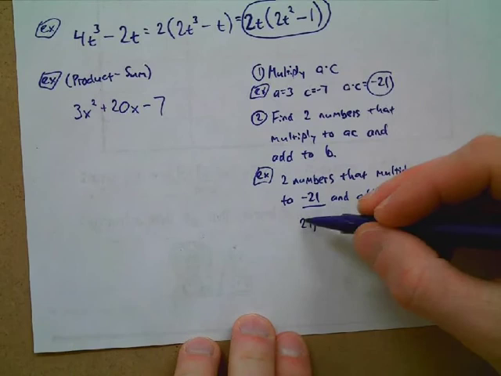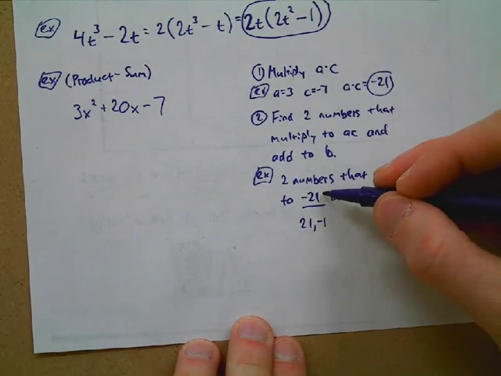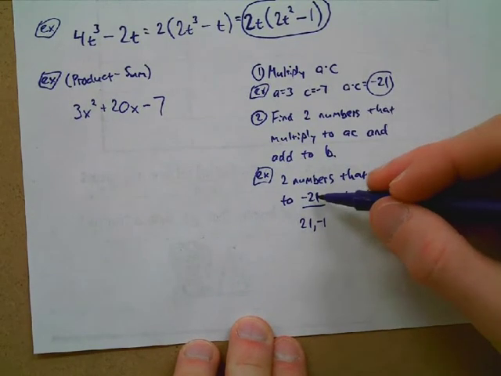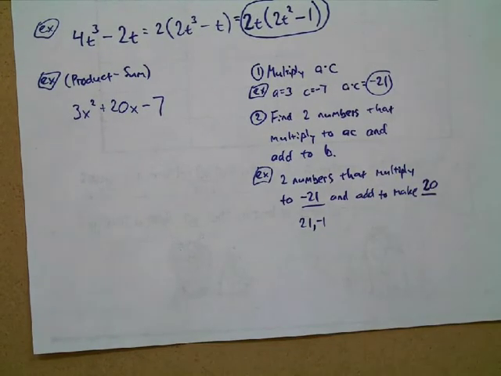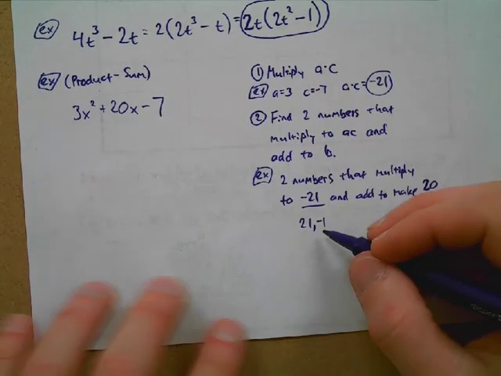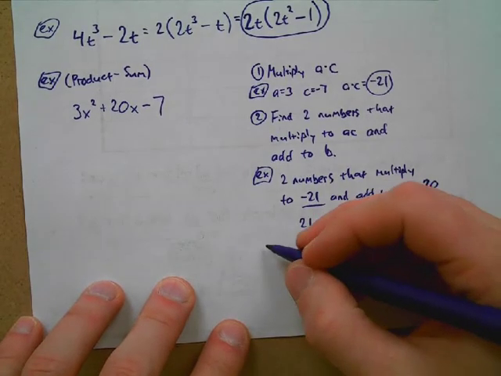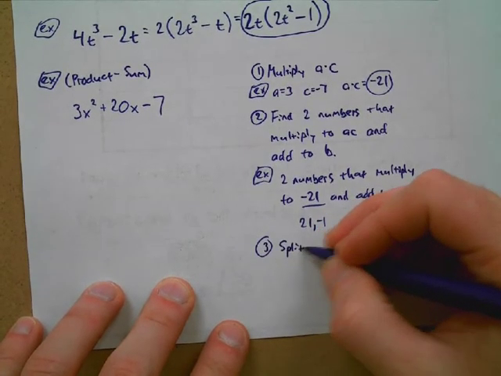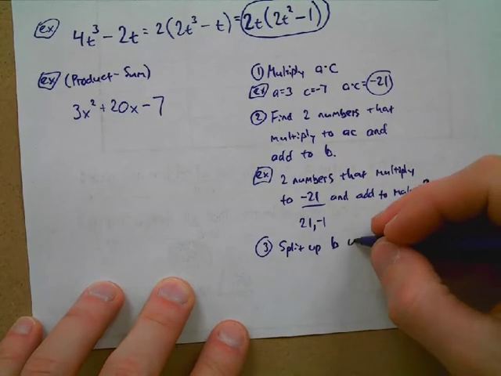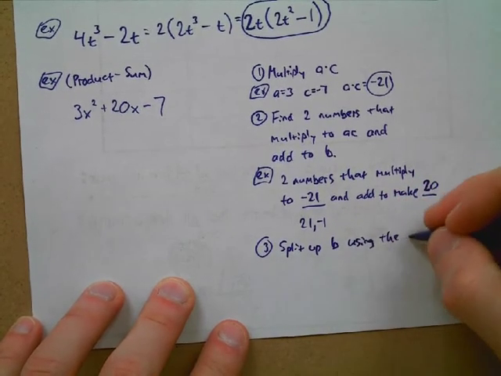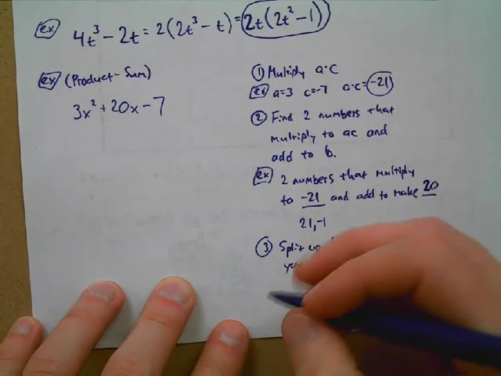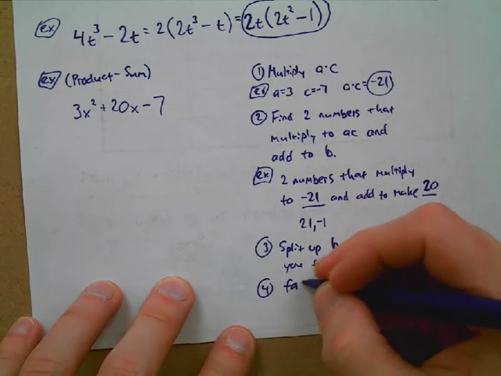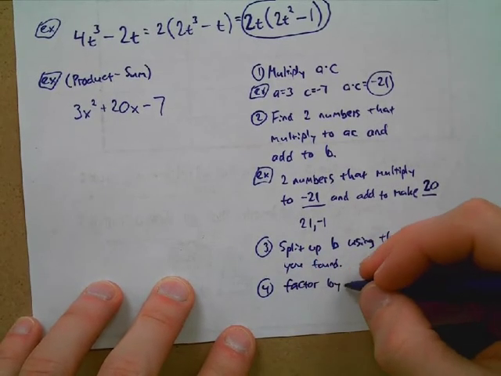Does this multiply to give us -21? Yes. Does this add to make 20? 21 plus -1, yes, it does add to make 20. So we're going to take these numbers, split up B using the numbers you found, and then we're going to factor by grouping.